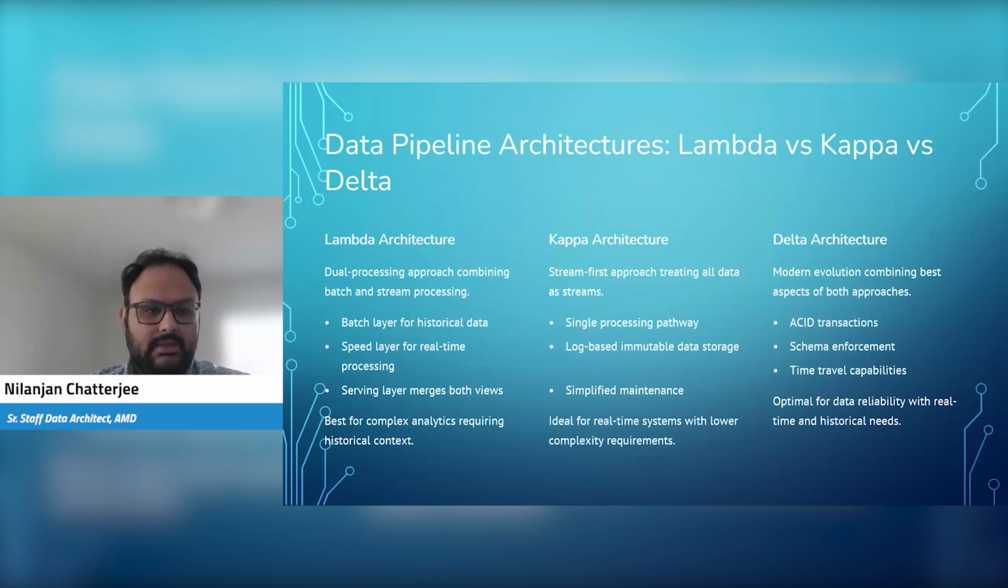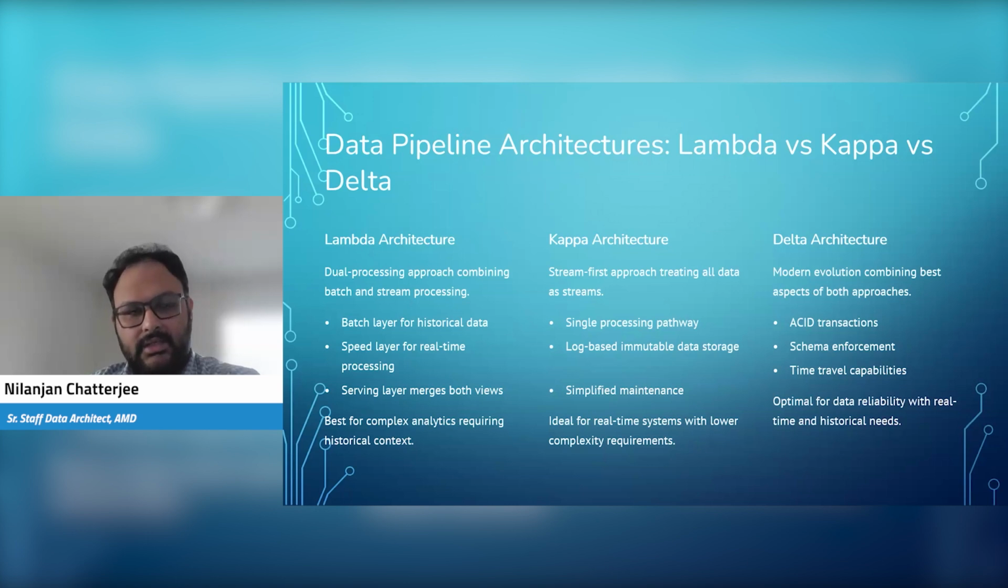The batch layer, you can think of maybe any Hadoop or Spark processing framework, which computes accurate but high latency results. For a speed layer, maybe Kafka or Flink, which provides low latency approximate results. And the serving layer merges both the outputs for queries. So this is a good pipeline. This used to be a good pipeline, which was needed for running complex analytics along with some historical context.